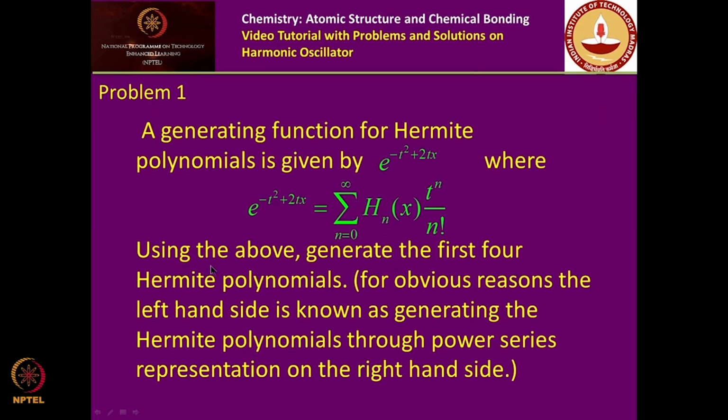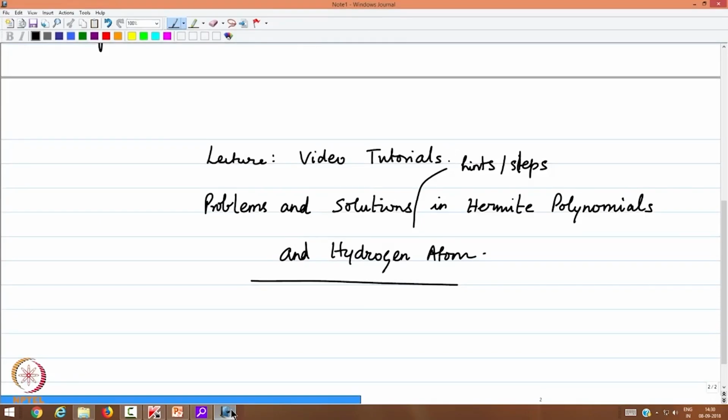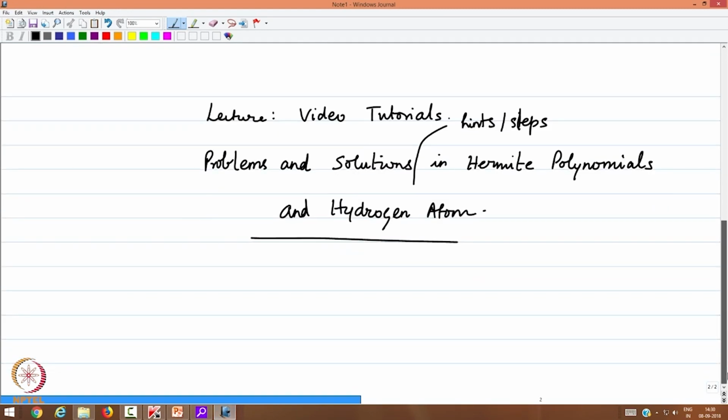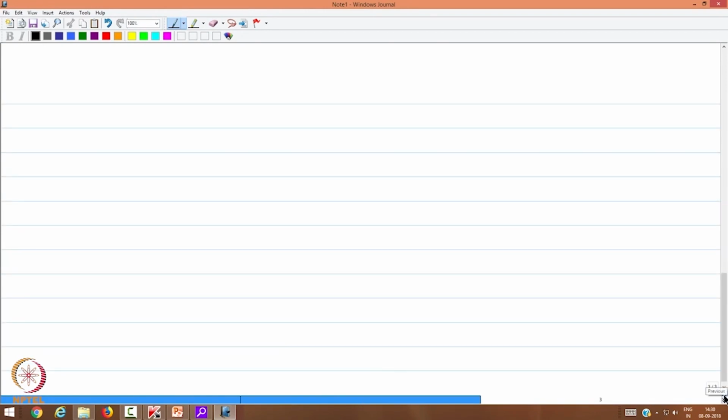So, the problem is to verify using the above equality and generate the first 4 Hermite polynomials. And I have just given some words, namely for obvious reasons, the left hand side is known as generating the Hermite polynomials through a power series representation on the right hand side. That is, the coefficients of the power series are Hermite polynomials. Okay, now, how do we go about? There are two ways of doing it. One is a brute force method, the other is a slightly more involved and fundamental method of Taylor series. First one, let us do the brute force method.